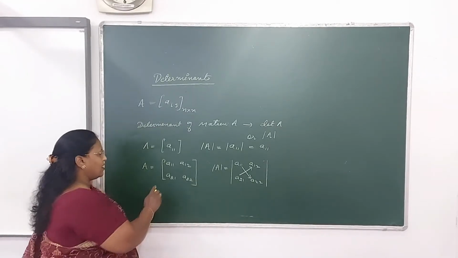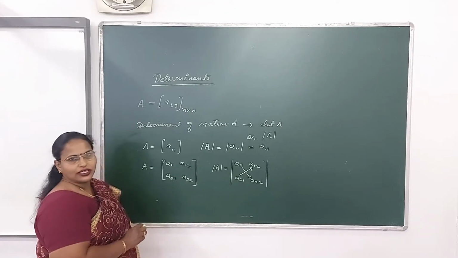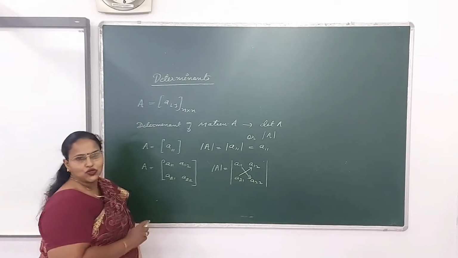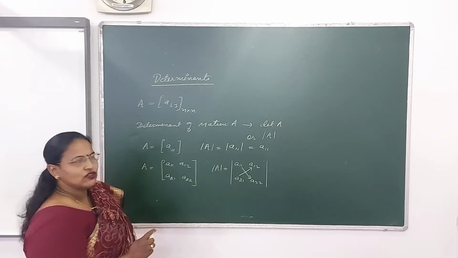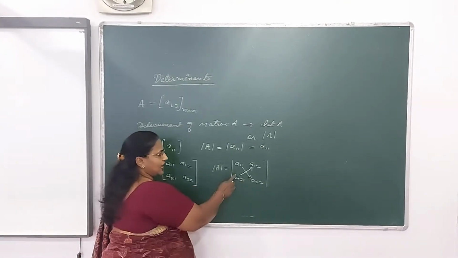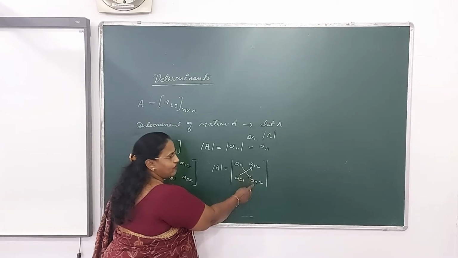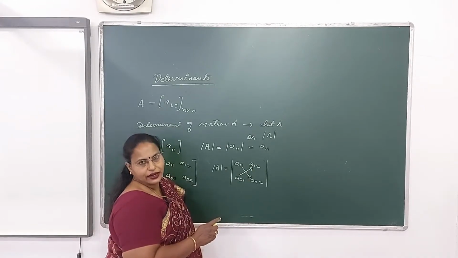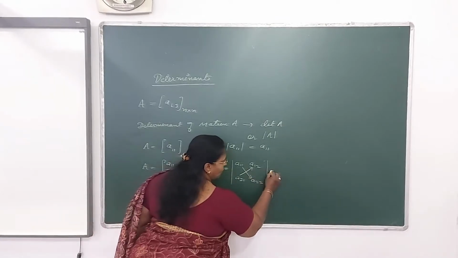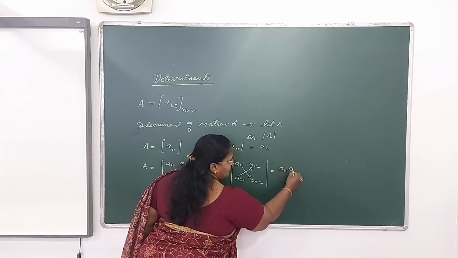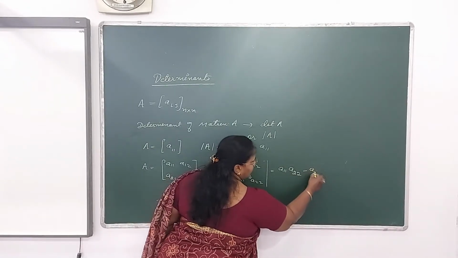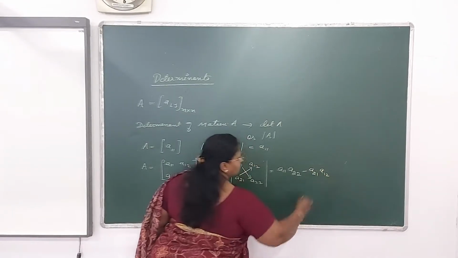Now this is a square matrix of order 2. So what are the diagonal elements? The diagonal elements are A11, A22. So when you solve this, it comes like the product of diagonal minus the product of off diagonal elements. So this will be equal to A11 into A22 minus A21 into A12.